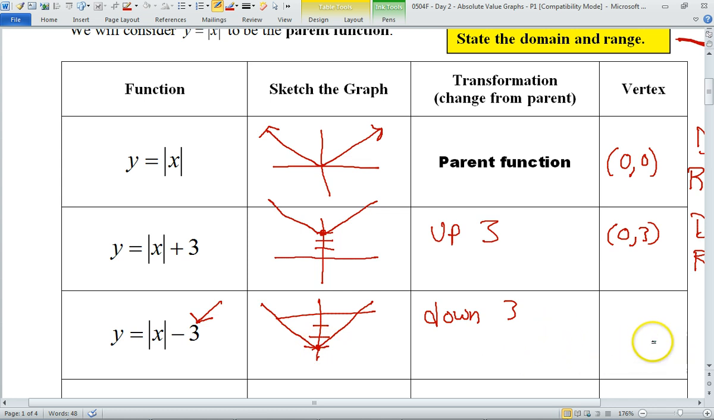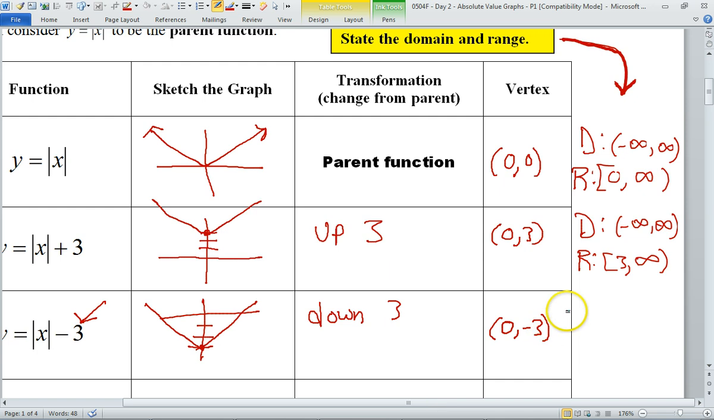Okay. So Mr. Perez, what's the new vertex then? 0, -3. So that's going to be 0, -3. Okay. Braylon, can you tell me the domain? Yeah, still negative infinity to positive infinity, right? Give me that range. -3 to infinity. Okay? Are you guys getting ahead of me because this is so easy?